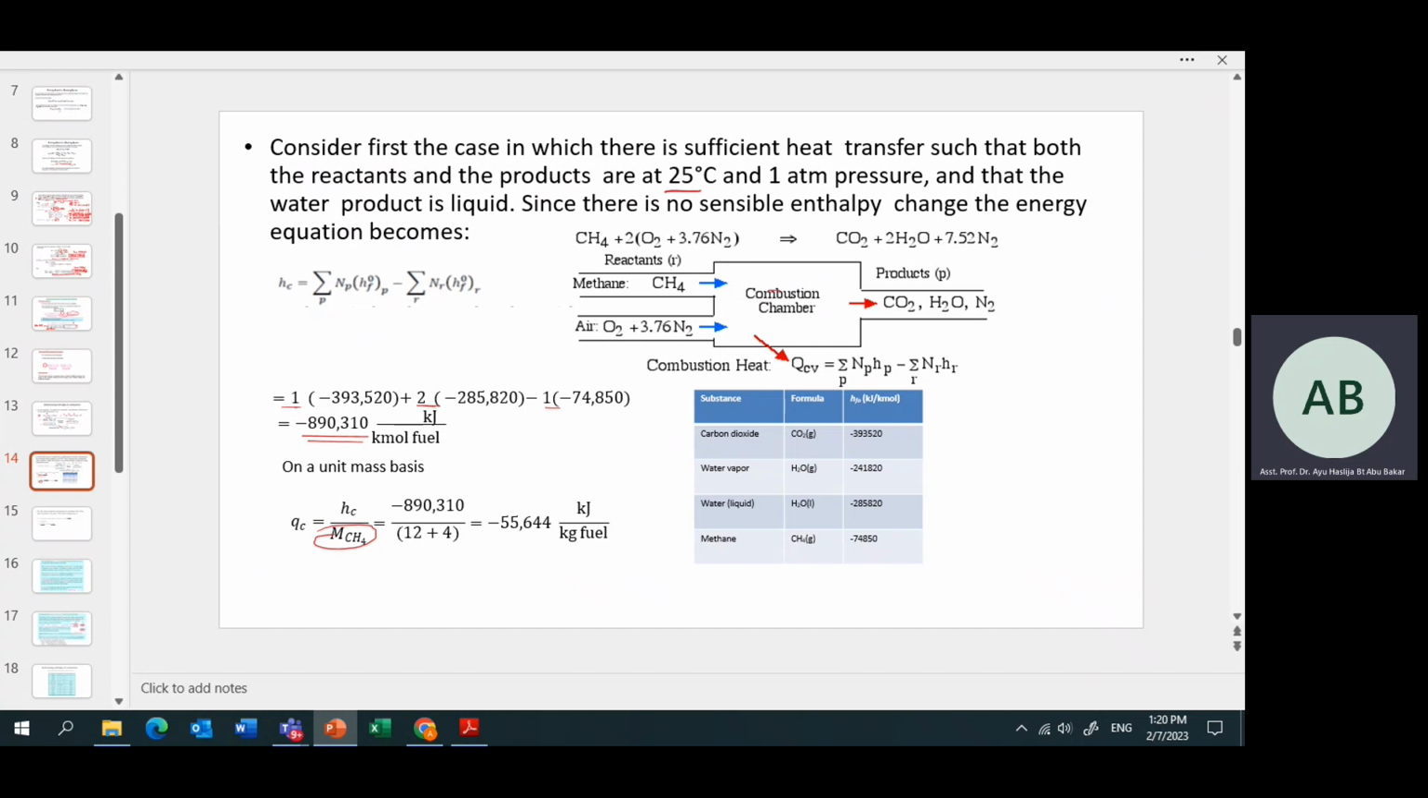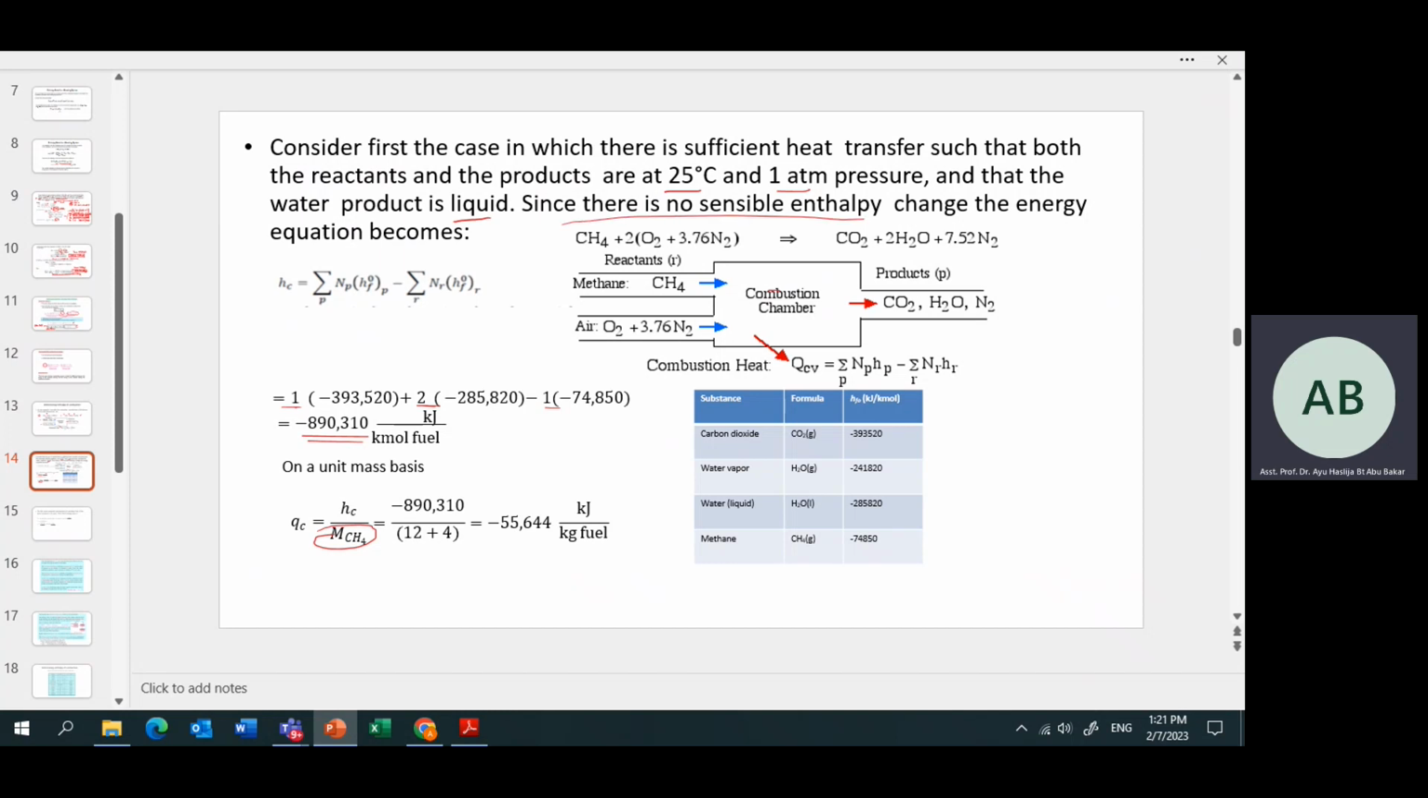Reference we take at 25 degrees C and 1 atm. Okay, and the product produced is in liquid form. H2O is in liquid. So we know heat of combustion equals the summation of product heat minus the heat of the reactant. Product minus reactant.